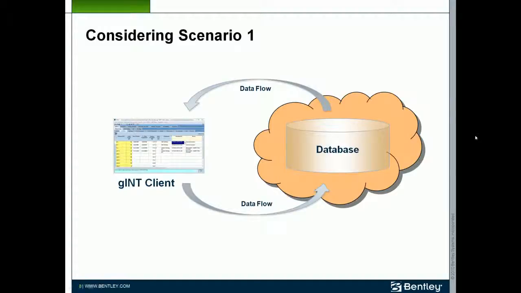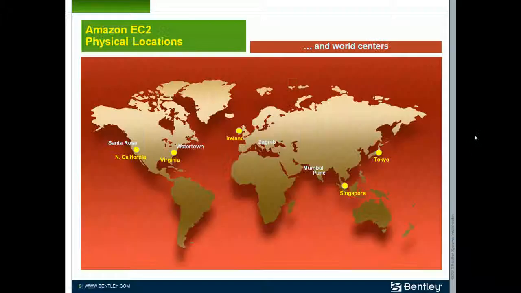For this presentation, we are going to consider scenario 1, where the gINT client is installed on a PC or laptop while the database is installed and managed in the cloud, Amazon EC2 to be more precise. Because I'm currently located in Zagreb, Europe, I'm going to create an Amazon EC2 instance in Ireland.